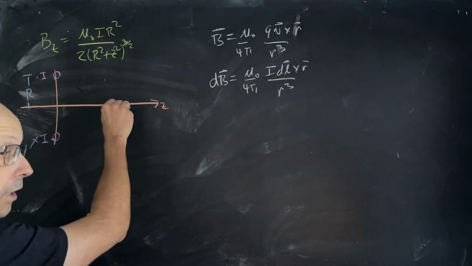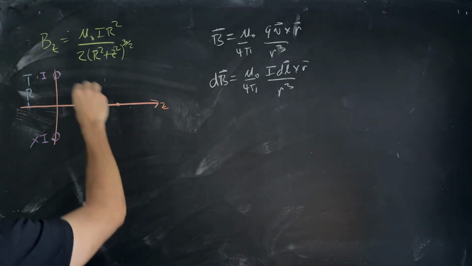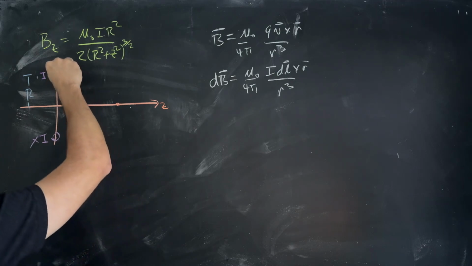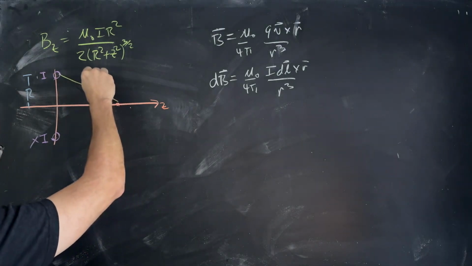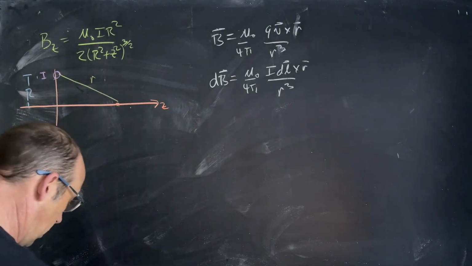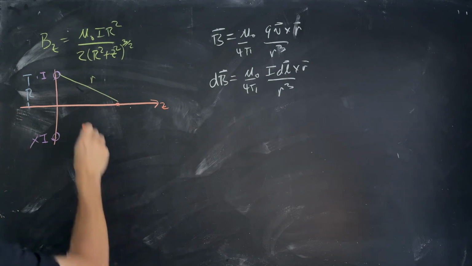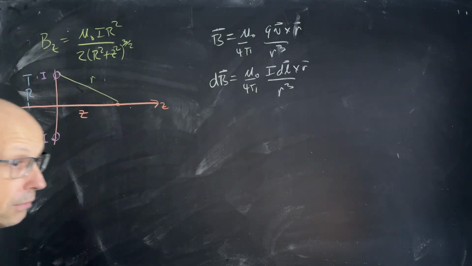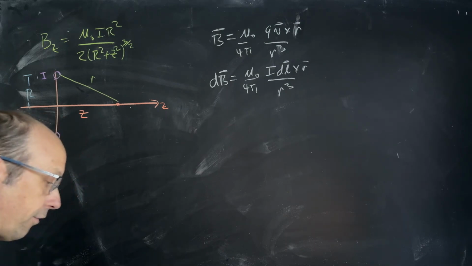So what we're going to do is find the magnetic field at this location. I want this distance r. That's my vector r, but let's just call it r. So that's r. This is z in orange, and then that's r. So I have a right triangle. Now here's the first trick.